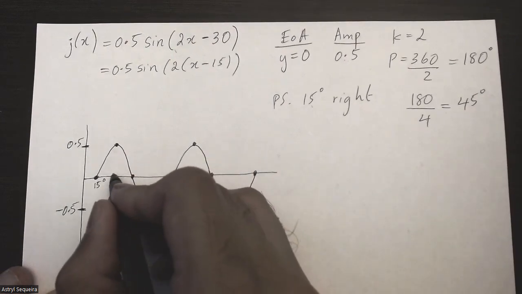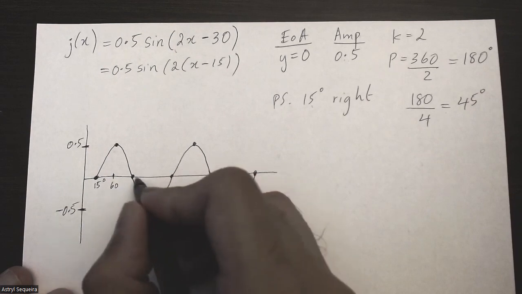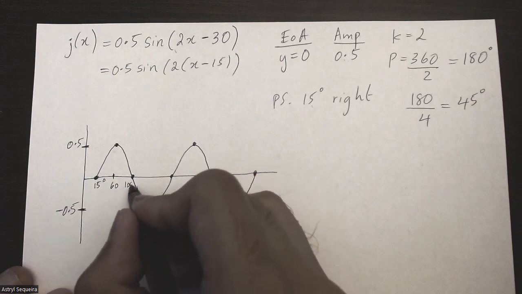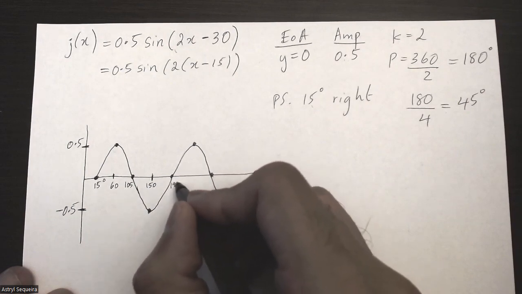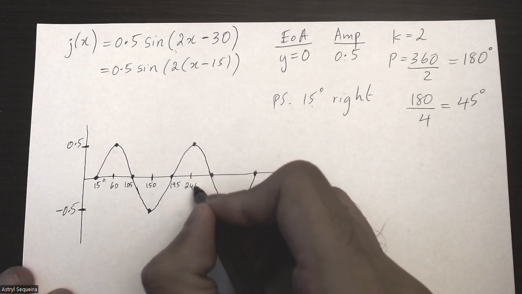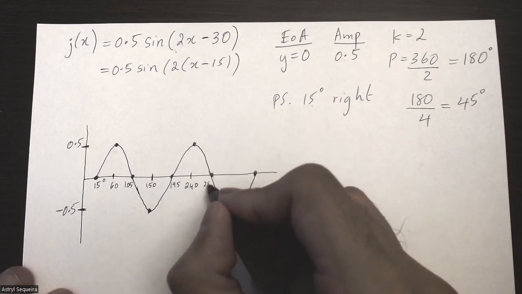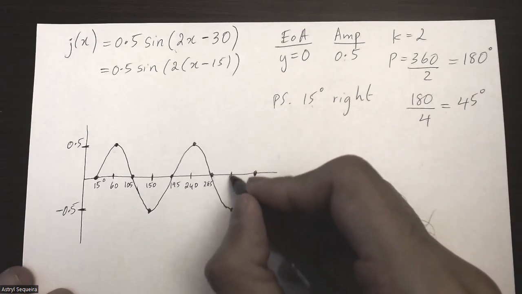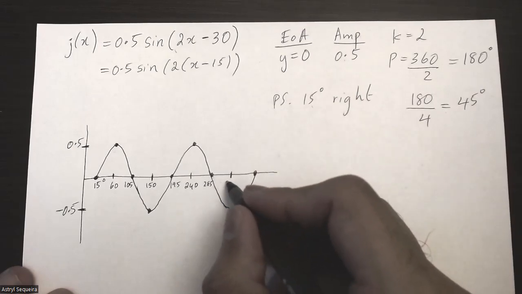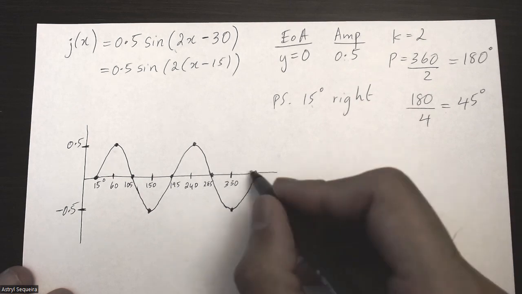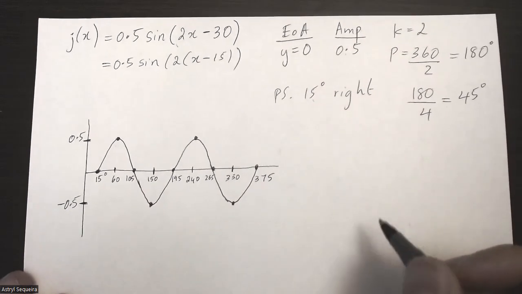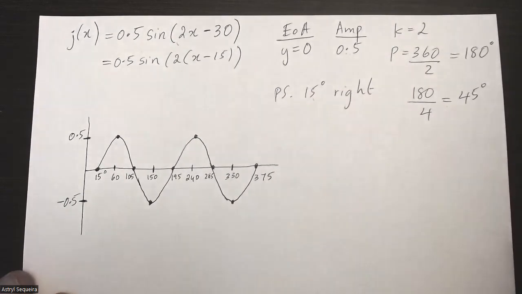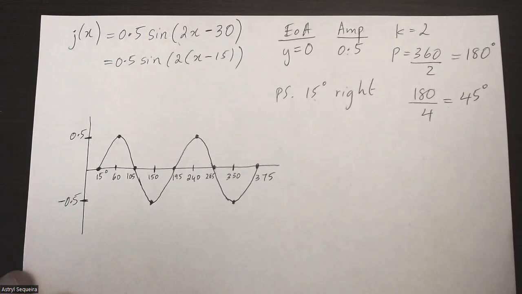So 15 plus 45 is 60. 60 plus 45 is 105. 105 plus 45 is 150. 195. 240. 285. 330. And then 375. And that is 2 complete cycles for this second one.